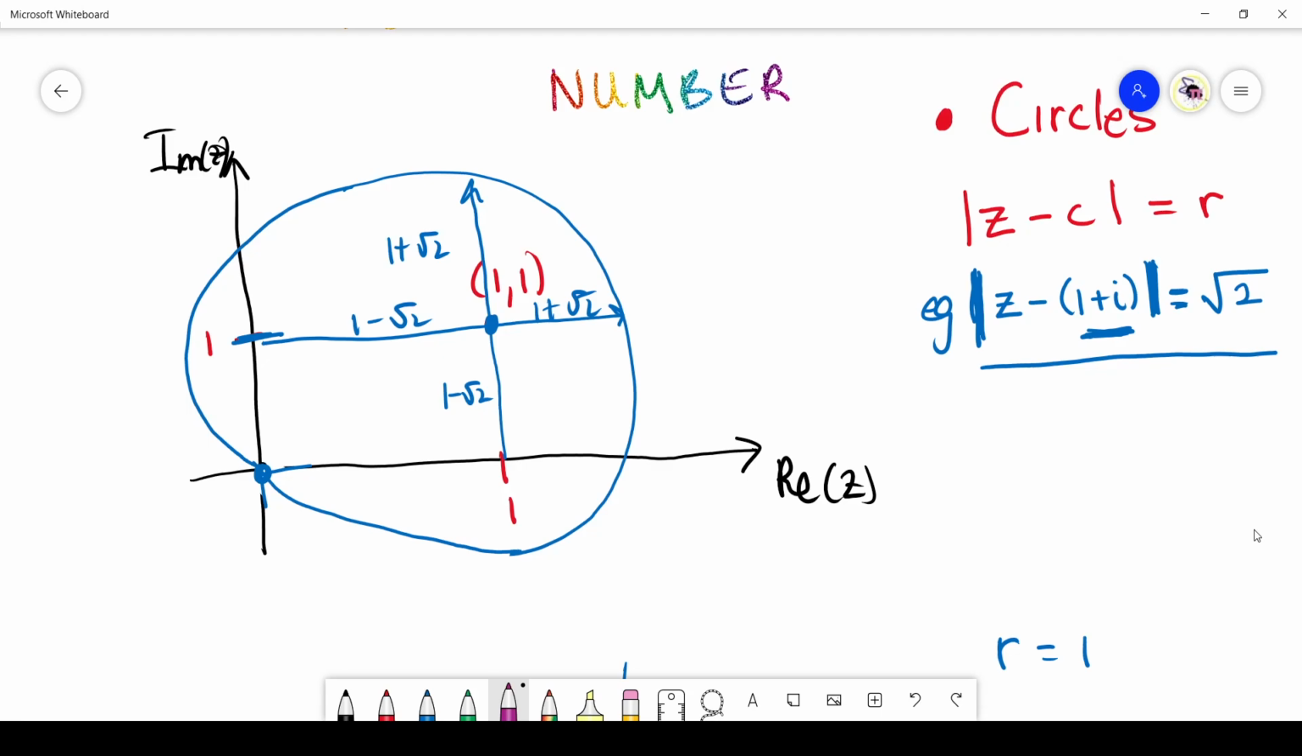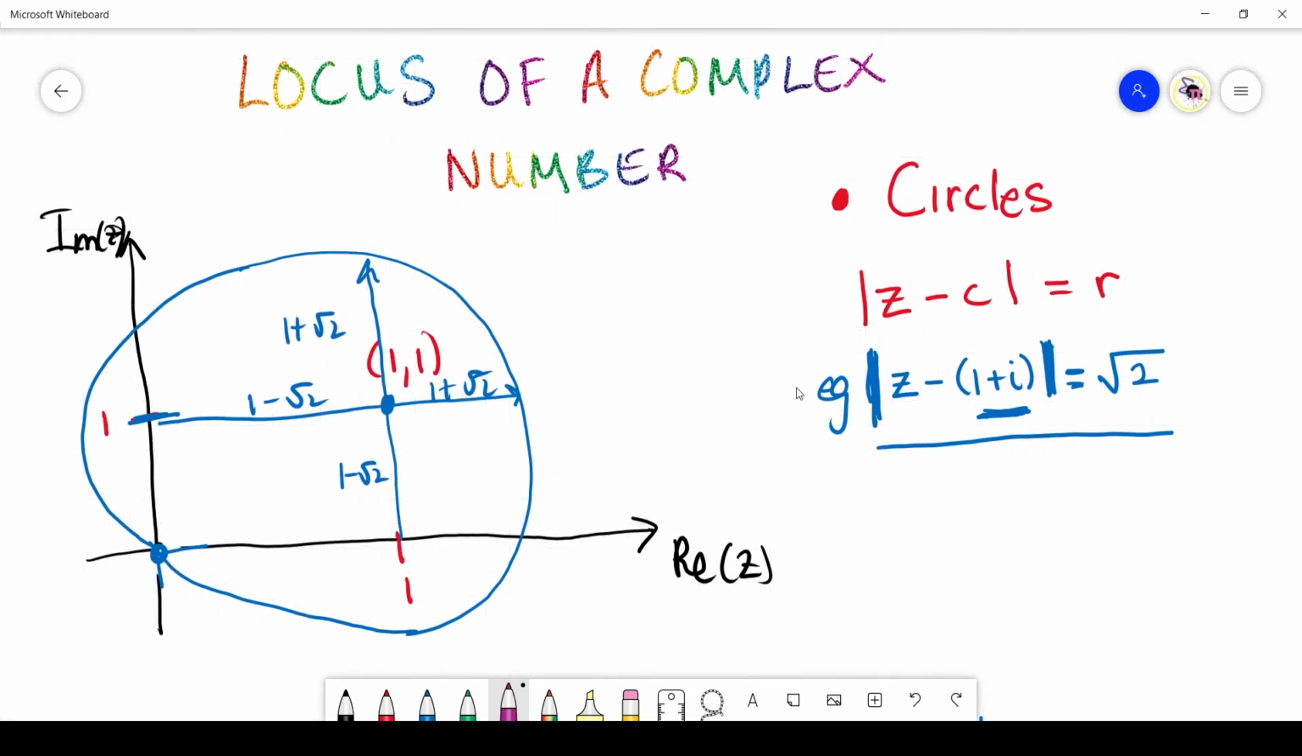Okay. All right. So that's the first type of locus of a complex number, when there's a party taking place within a certain circumference of where it's all at. Okay. So the center of the party is over here and it has a circle around it. All right, and it's represented by this kind of modulus sign there.